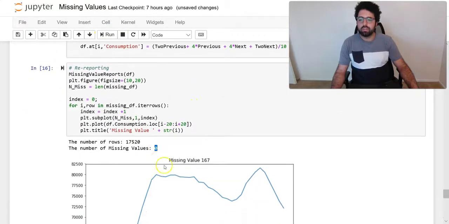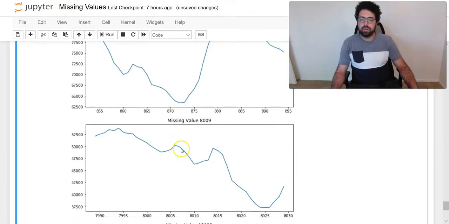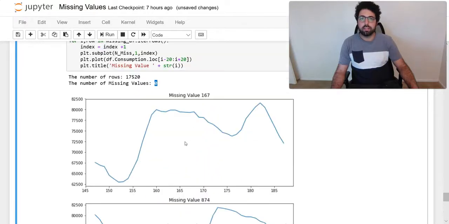So this is the report. There are no missing values, and we can see that the missing value has been filled, and it's like it never was there. And it seems that this is a good estimate.